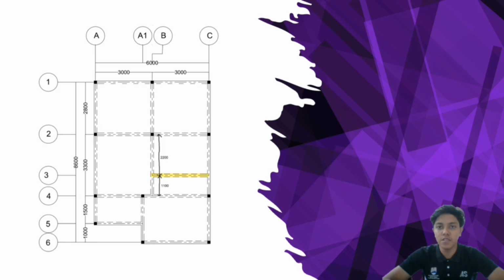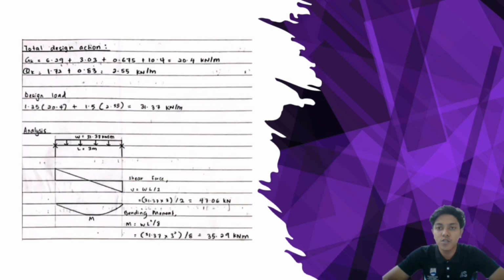So I will present about the beam that I have analysed, which is beam 3BC for simply supported beam and beam 1AC for continuous beam. So for the simply supported beam, the design load calculated is 31.37 kN per meter, which is load from slab and on beam.